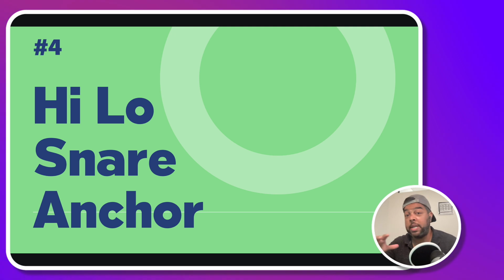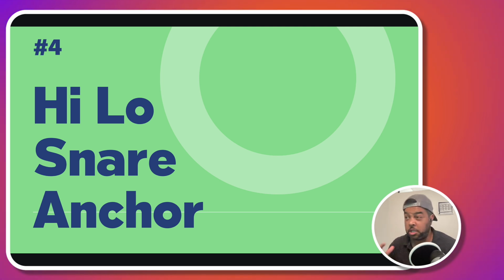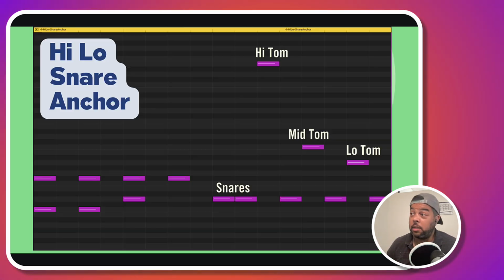Next up, high-low snare anchor. I really like this one because it sounds complex, but it's actually just a variation of the pattern we just saw, just with some slight tweaking. Let's take a look at it. We have 2 snares, so nothing new there. And then we go high tom, but only for 1 hit. And that second hit, we bring it back to a snare.